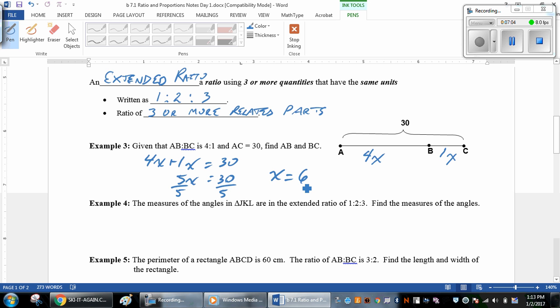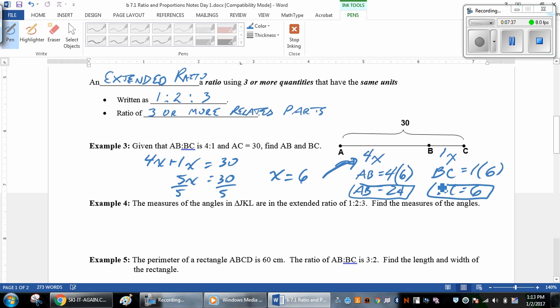Now, this isn't our final answer. This is x. This is that factor that both of them are being multiplied by. So if I need to find AB, here's AB right here, right? AB is not x, AB is 4x. So AB is 4 times 6, which is 24. And there's one answer. And now BC is just 1 times x. So this one is just x, right? 1 times 6 is just 6. And there's BC is 6. And we can do a quick check, right? 24 plus 6 is 30. Awesome.